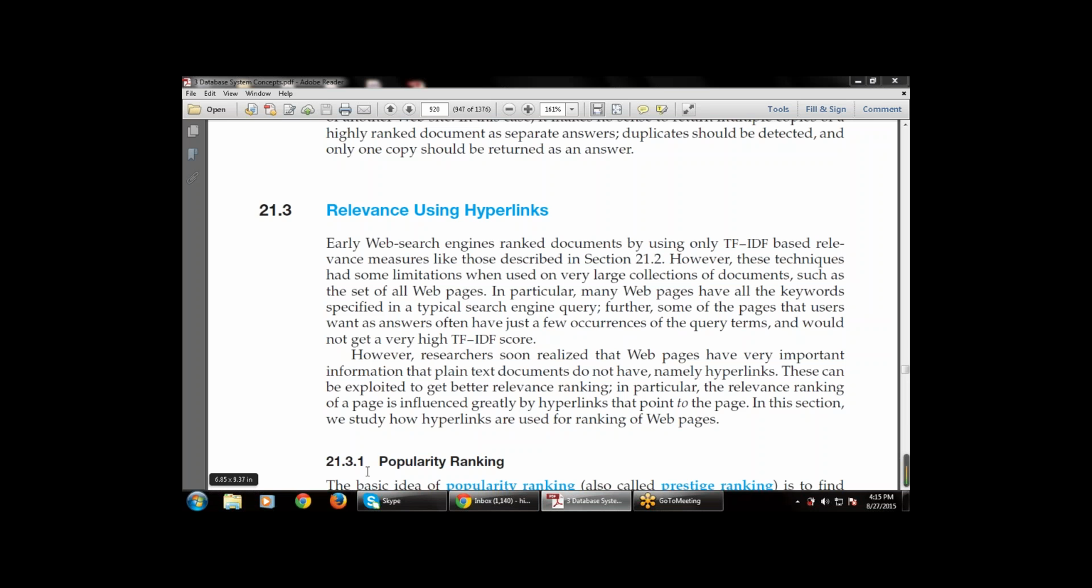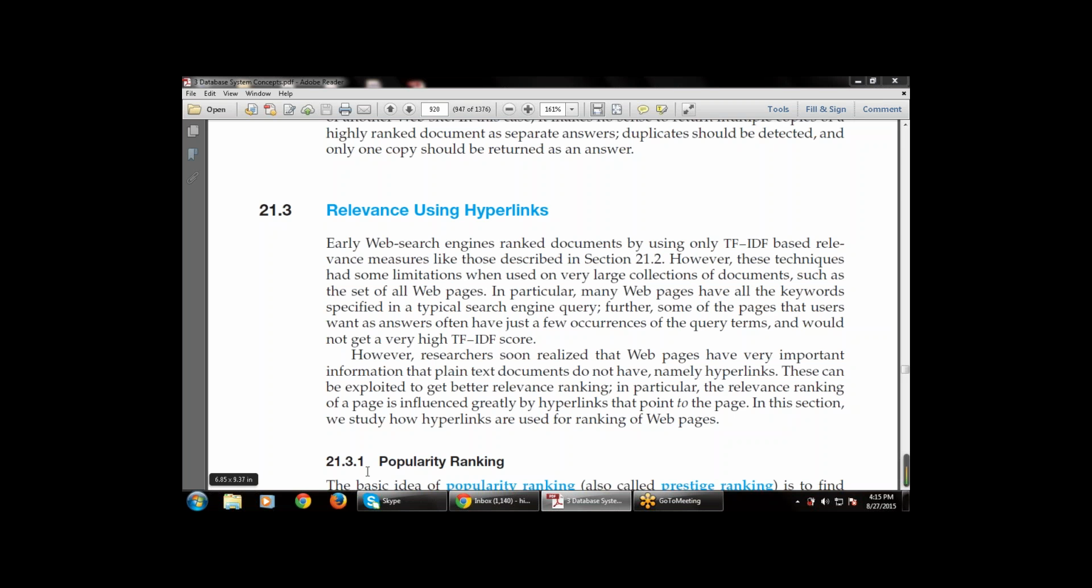But before this, let's take a quick review of what we covered in the last class, then move to today's topic. In the last class we started with the topic of relevance using hyperlinks. That is, what a hyperlink is, what its use is, why we are using the hyperlink, and how one piece of data is linked to another piece of data using the hyperlink.